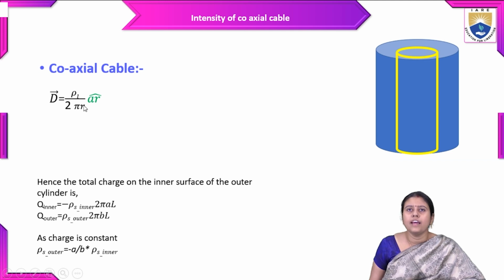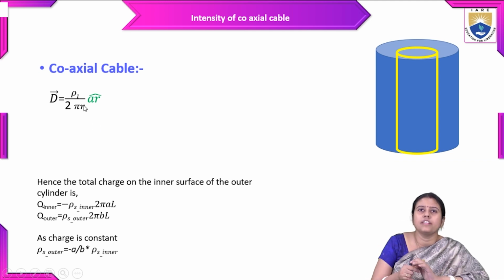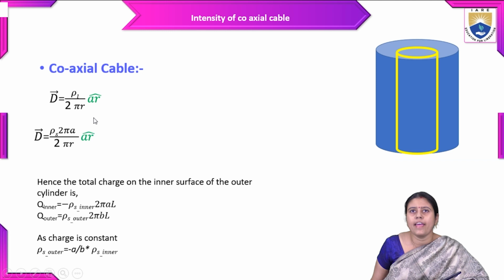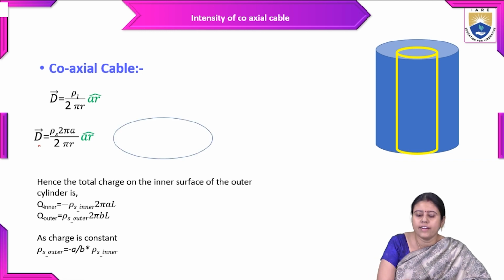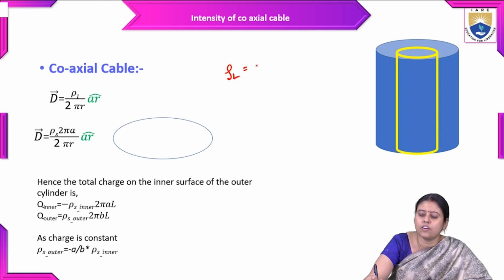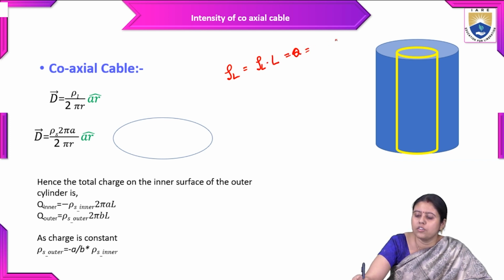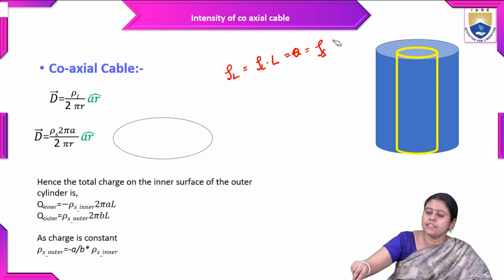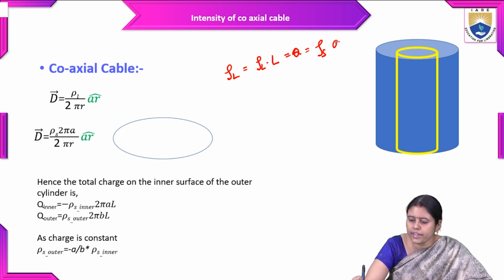So what is D? From the previous section we got that for a long conductor, D is equal to rho L by 2 pi r A L, or we can also write D is equal to rho S. What is the relation? Rho L into L is equal to Q, which is equal to rho S into A.